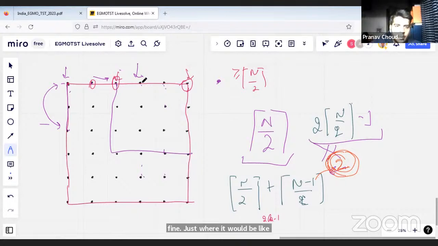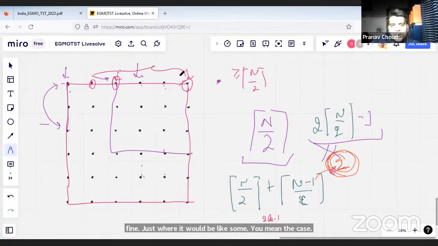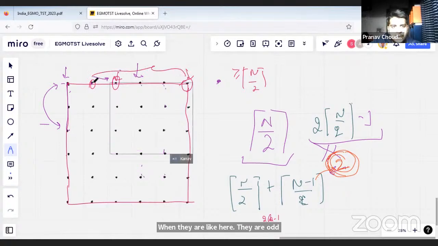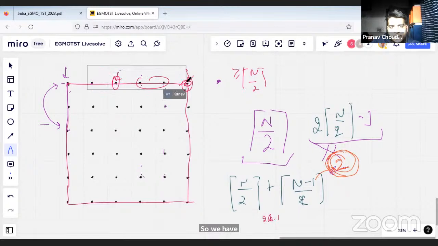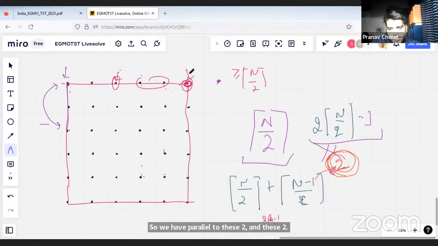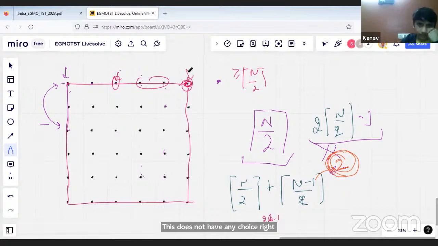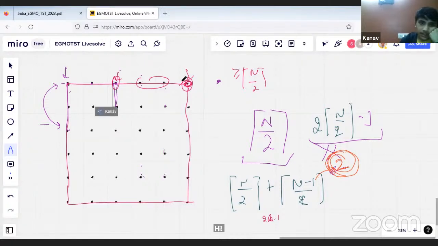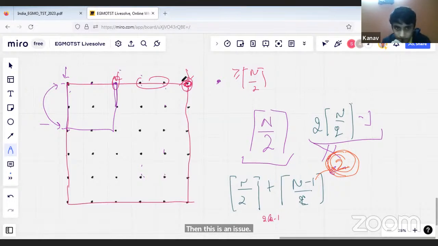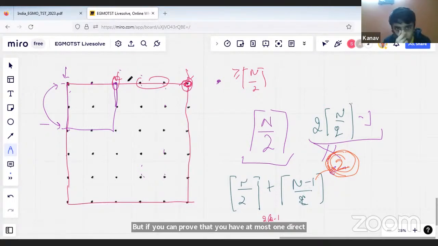Like, so you mean the case when there are odd number of columns, right? So we have paired, let's say, these two and these two. This does not have any choice, right? Yeah. For example, you start from this guy. The only rectangle containing this edge is this. Then this is an issue. But if you can prove that we have at most one rectangle which has an issue, then we are done.